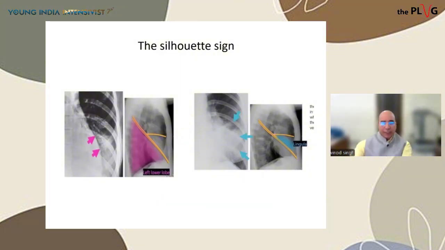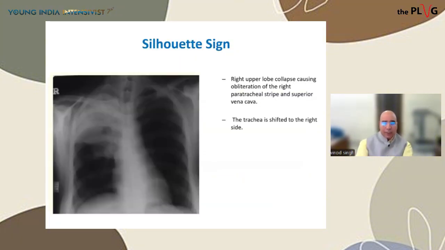You can see here that in the right upper lobe, the right heart border is not visualized. And if the right heart border is not visualized and some of the superior vena cava is not visualized, you can say that the disease is in the right upper lobe.